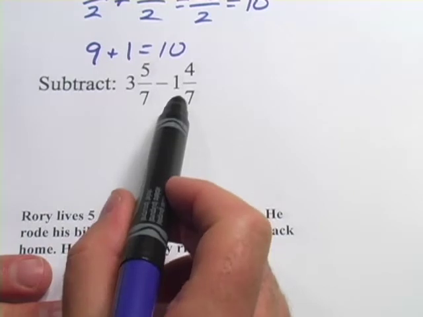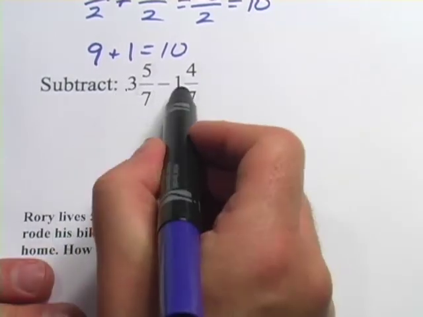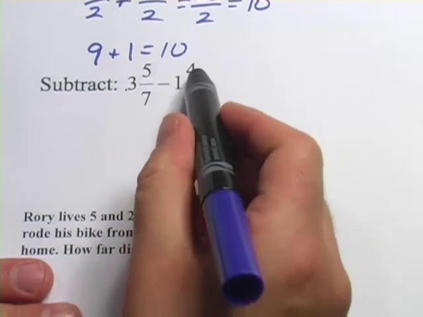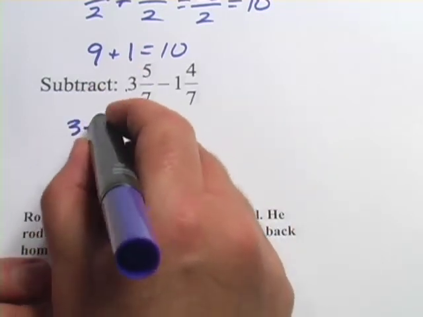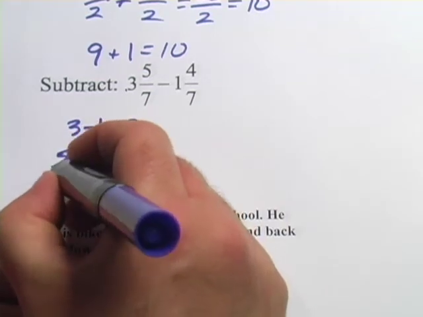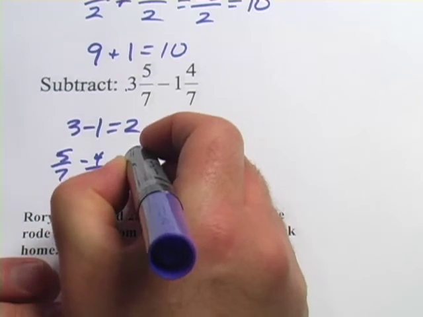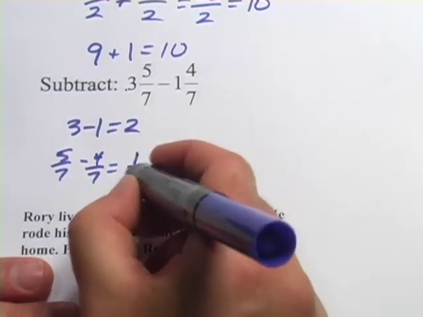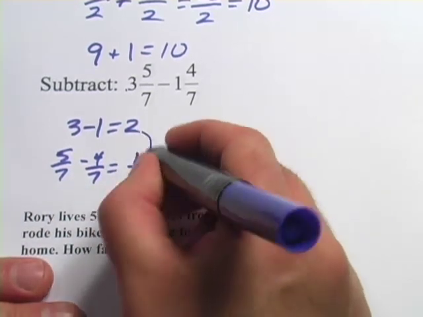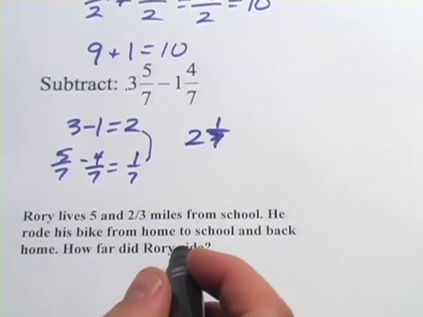We can try that shortcut on the subtraction problem to see if it works. We'll really break it into two problems, 3 minus 1 and 5/7 minus 4/7. Let's see if that works. So 3 minus 1, that equals 2, and 5/7 minus 4/7 would equal, well, 5 minus 4 is 1, so that would be 1/7. So we'll combine these, and we would get 2 and 1/7 as our answer.